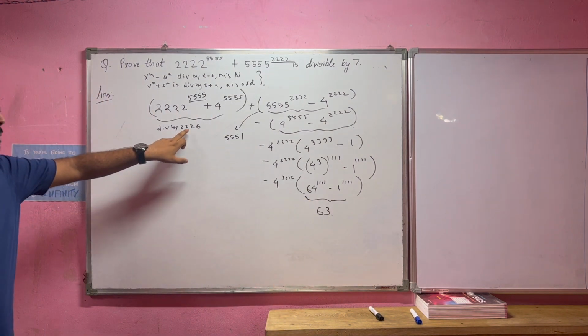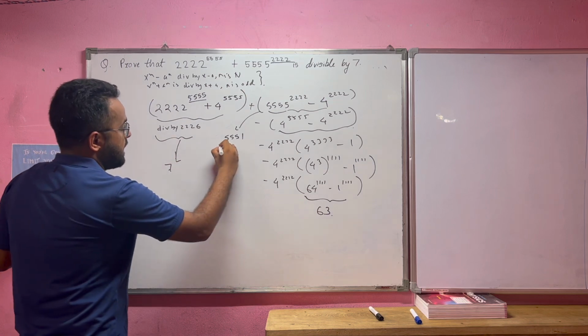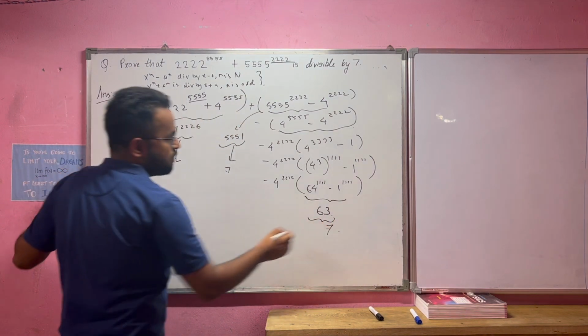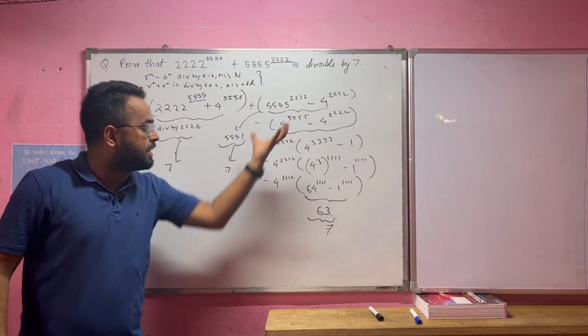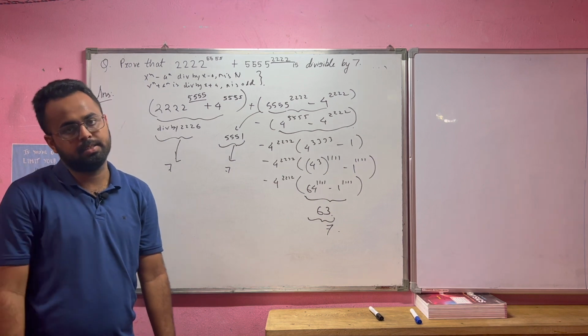This number is divisible by 2226, which is in turn divisible by 7. This is also divisible by 7. So this is also divisible by 7. So each and every term is divisible by 7. So the entire term is divisible by 7.